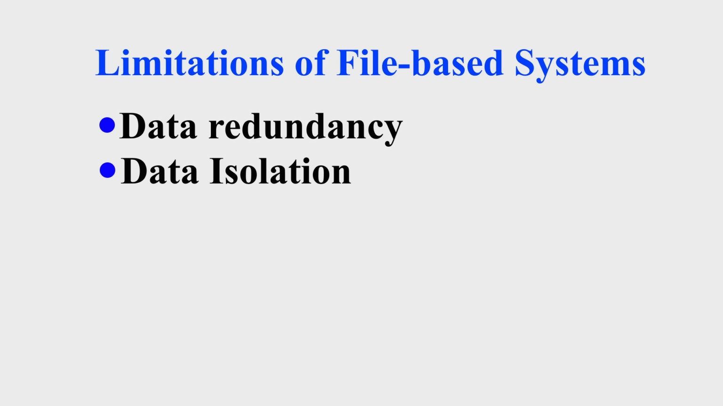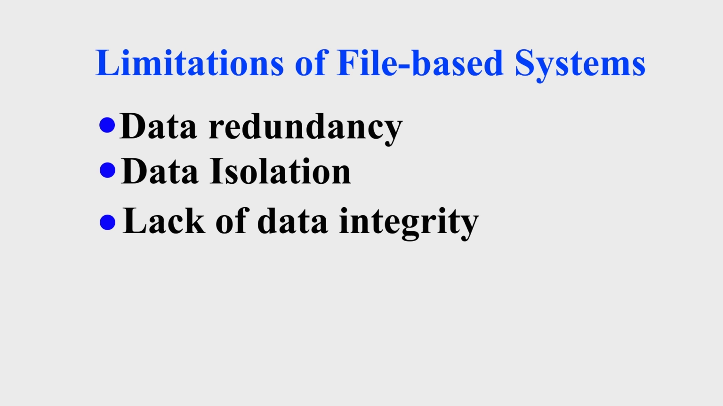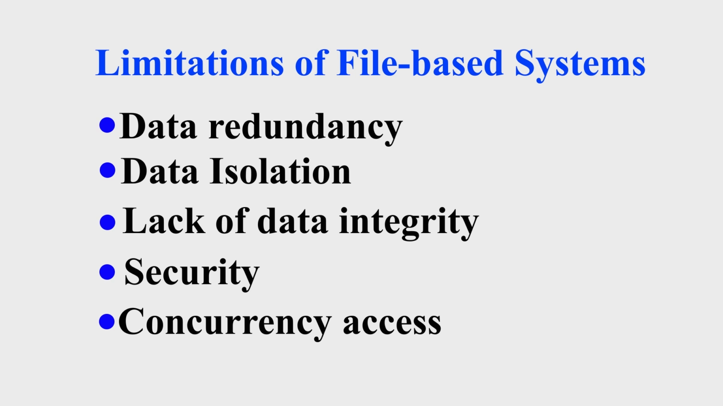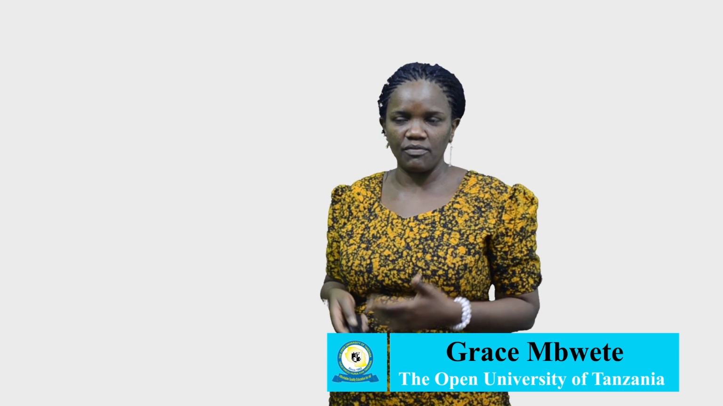And another problem with file-based systems was data isolation. Each data item would be isolated in its own place. It's not shared, it's not related. And also, there was a lack of data integrity. And another problem is security. There was no security mechanism within file-based systems. And finally, file-based systems did not allow concurrent access. You can have data, but only one user can access that data at one time, in order to allow updates and to have a correct version of that particular file.